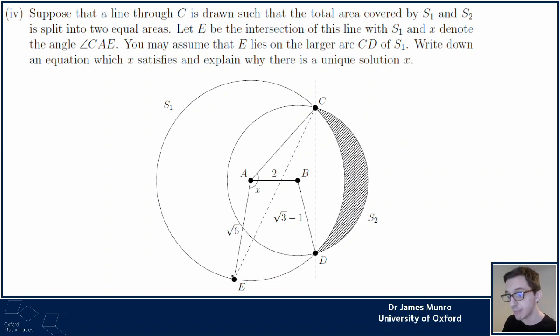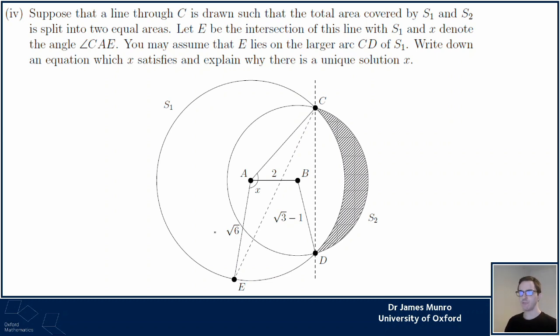Now we finally bring in the point E and this angle X. We're asked to consider the point over here as the intersection of some line with the circle S1. X is this angle. And we're going to try and find, well, not find, but write down an equation for the angle X so that this line splits the whole picture into 2 equal areas. Goodness me. Right, okay. So there's a lot to think about here.